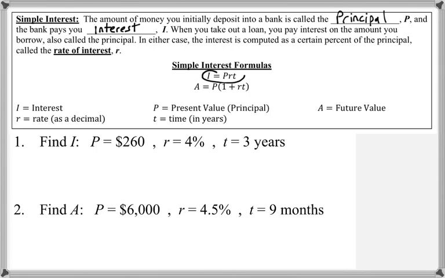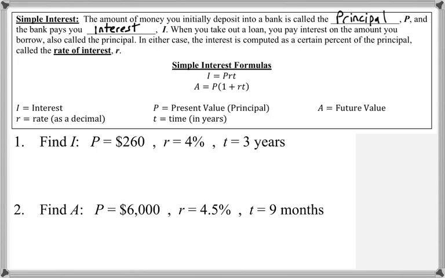We have I is equal to PRT, or the interest is equal to the principal times the rate times the time. And specifically, the rate needs to be expressed as a decimal, and the time needs to be in years. And then we have A is equal to P times 1 plus RT, and A is the future value of the account.